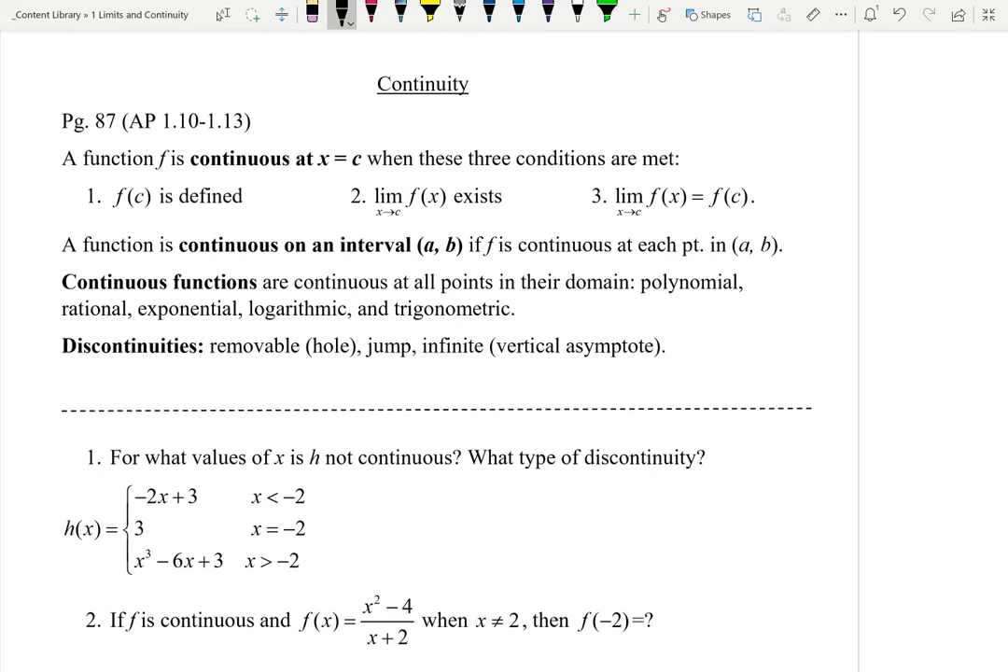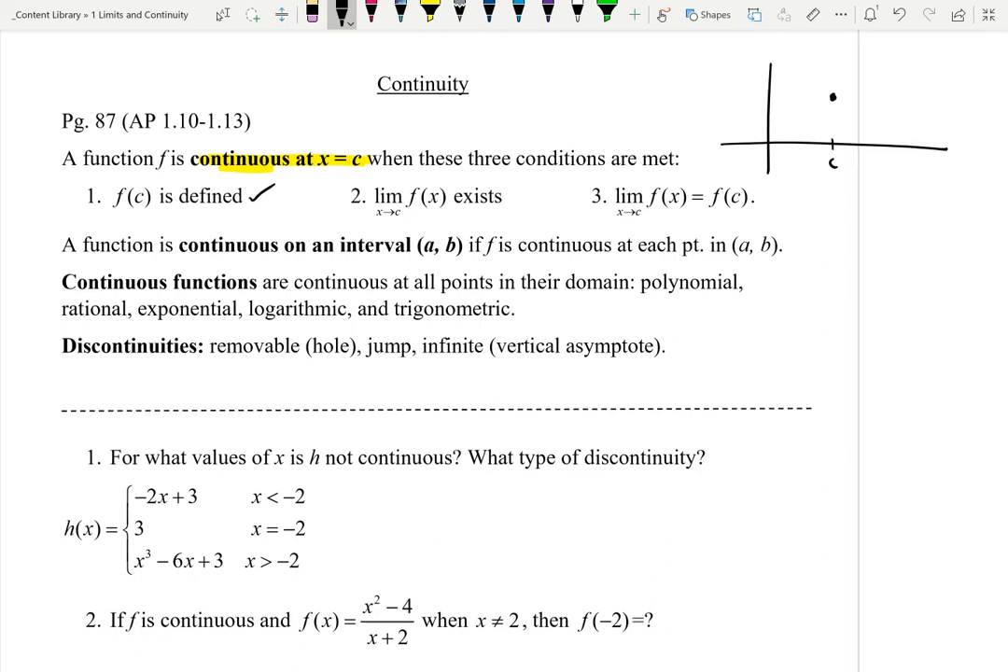So there are three requirements for a function to be continuous at an x value. Imagine you have a function, and we're going to call this c. First of all, f of c is defined. So you must have a y value at c. If you have a y value at c, you have reached the first requirement. Second, the limit must exist at c.